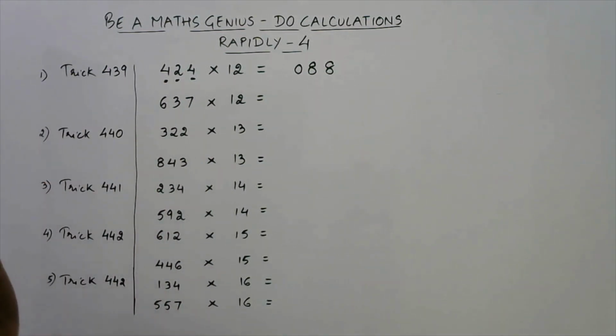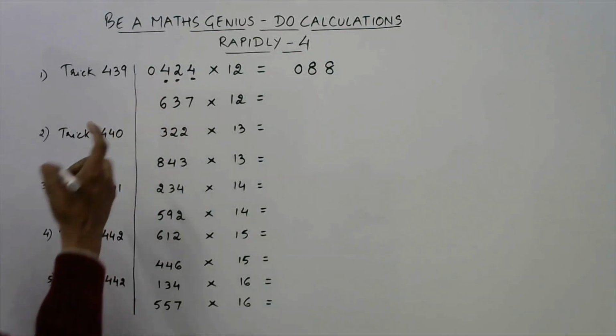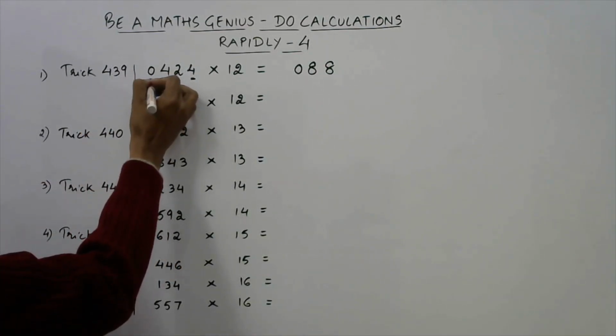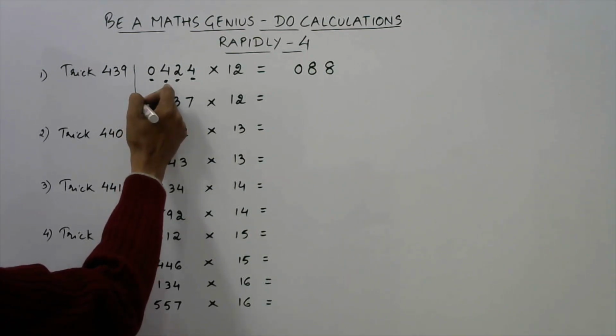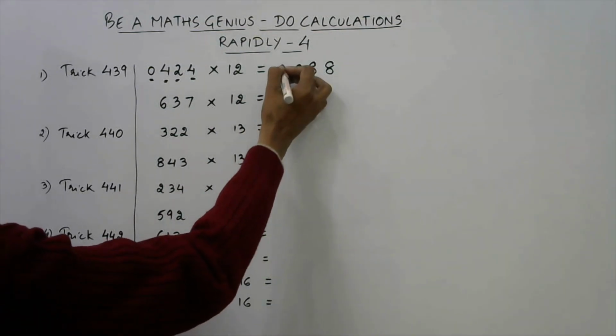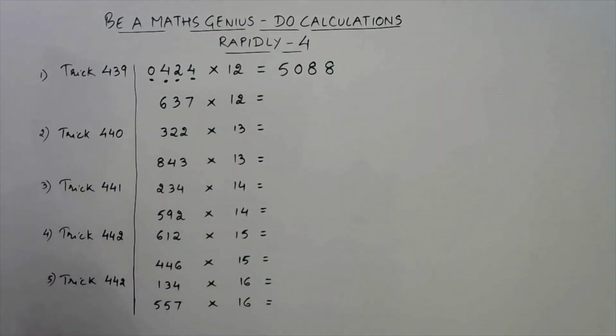Now see, at the end we need to remember that we have to put a 0 here and repeat that step. So double of 0 is 0. 0 plus 4 is 4, and remember the 1 carry. So 4 plus 1, 5. So 5088 is the product of 424 and 12.